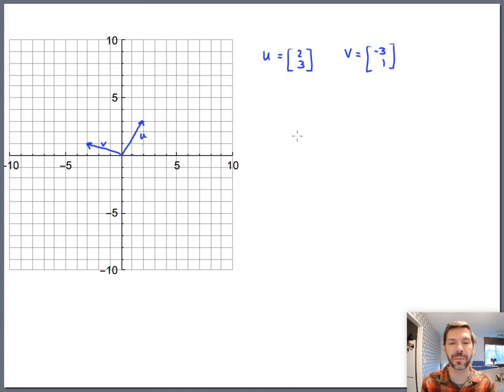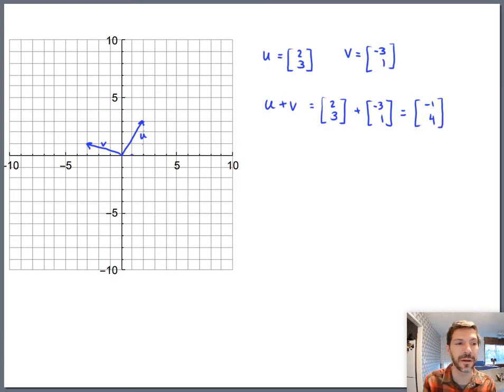Okay. Fair enough. So let's talk about some linear combinations. Let's say we wanted to graph... let's just start off easy. Let's graph u plus v. Numerically, when you add vectors, you add them component to component. So u plus v numerically will be 2 plus negative 3, which is negative 1, and 3 plus 1 is 4. So we're just talking about the vector negative 1, 4.